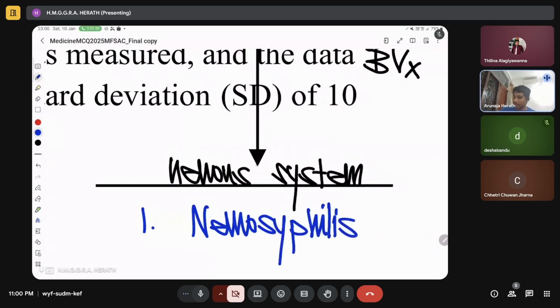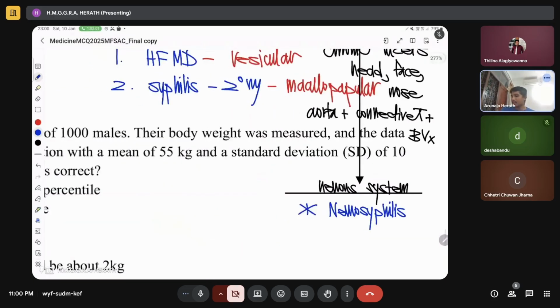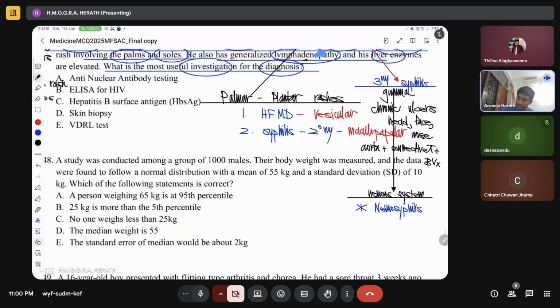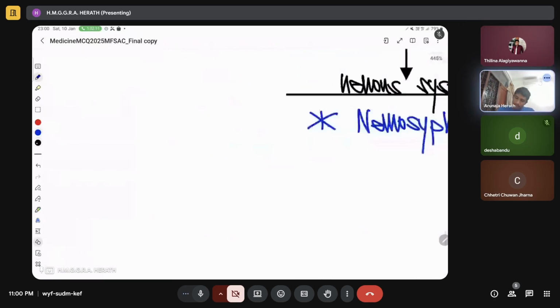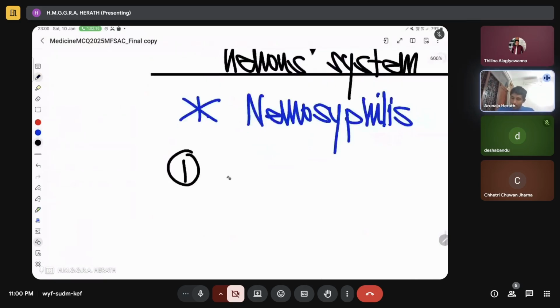What are the two manifestations of neurosyphilis? So tertiary syphilis has two types, gumma and nervous, neurosyphilis. What are the manifestations of neurosyphilis? They present with something called tabes dorsalis.